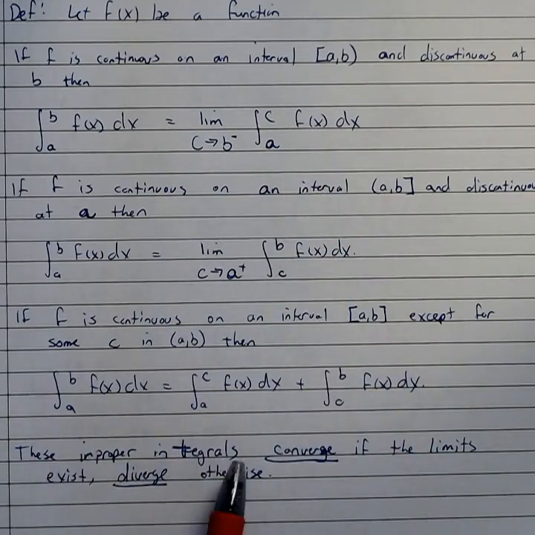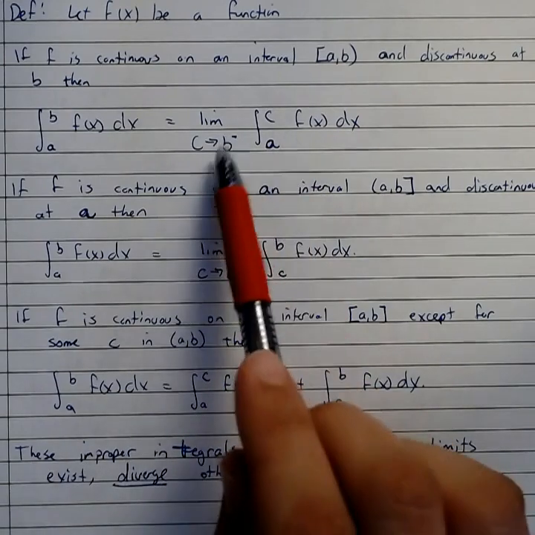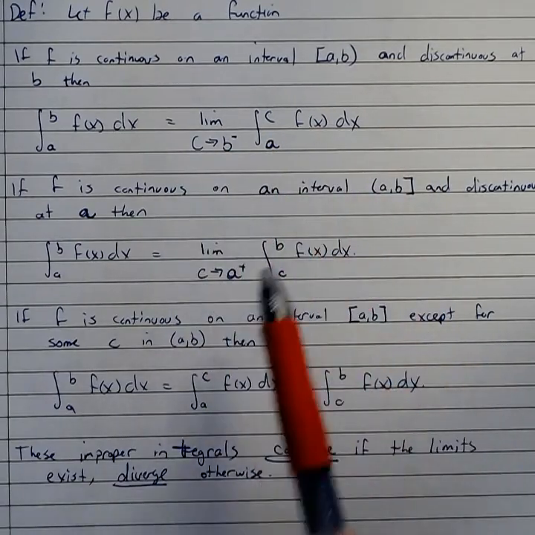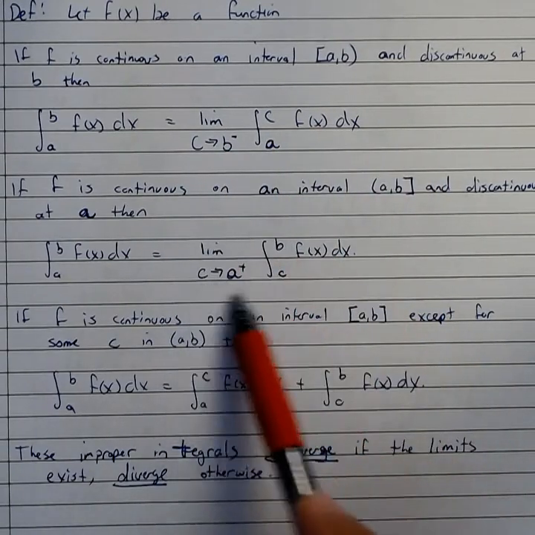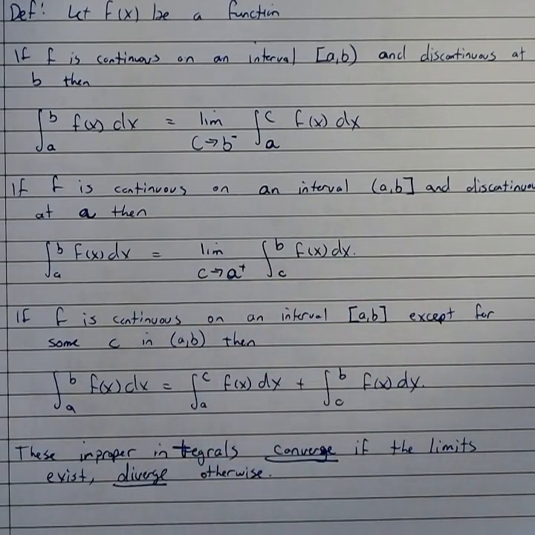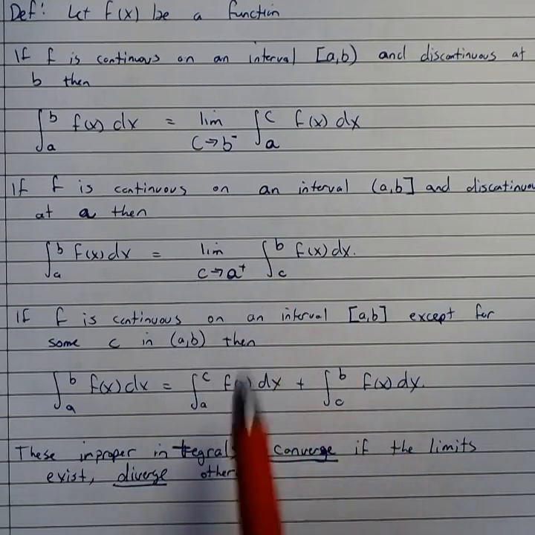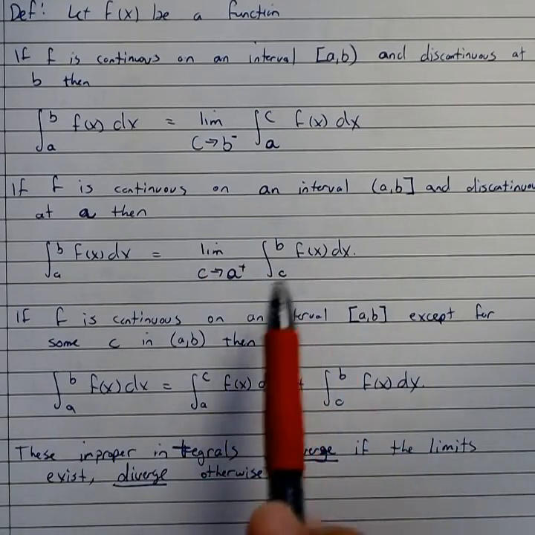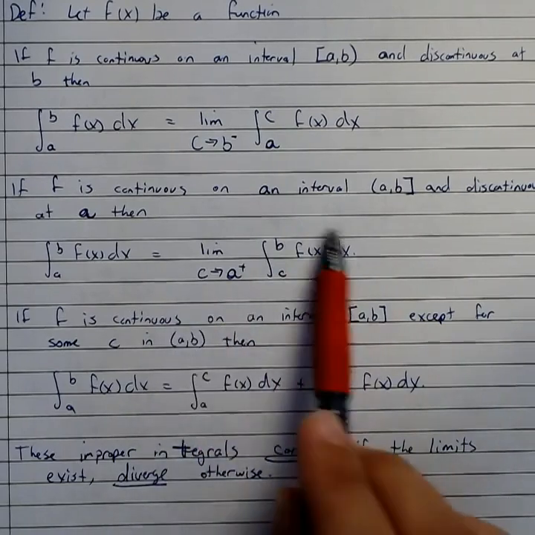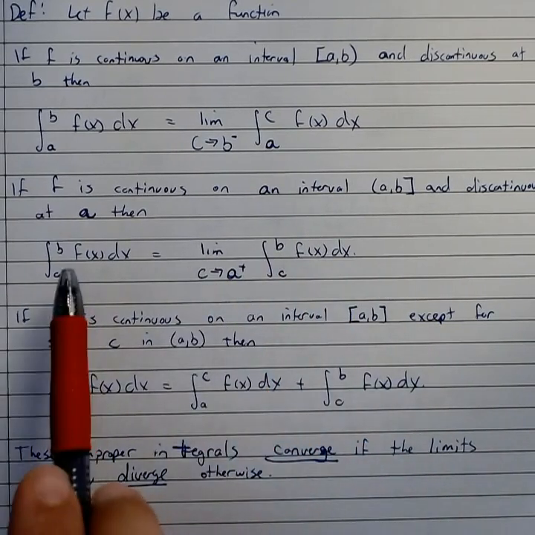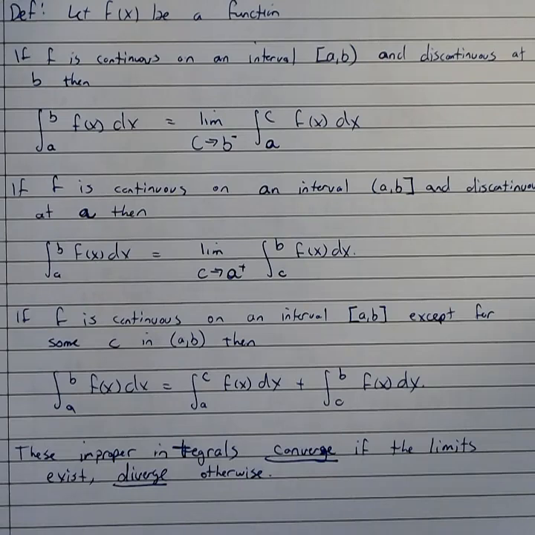These kinds of improper integrals converge if the limits exist. So if this limit gives me a value, then this converges. Same thing here. If this gives me 2 or 1/3 or whatever, then the integral converges. But if it doesn't, if this is infinite, if this does not exist, then the integral is said to diverge. All right? So let's take a look at some more examples of this.